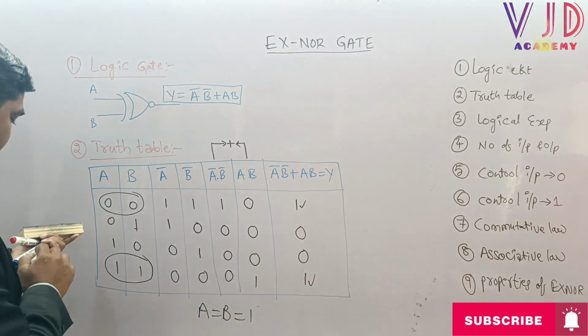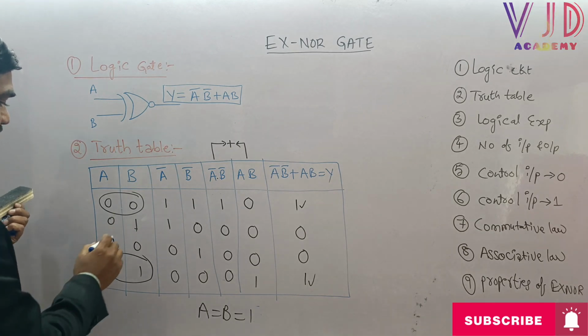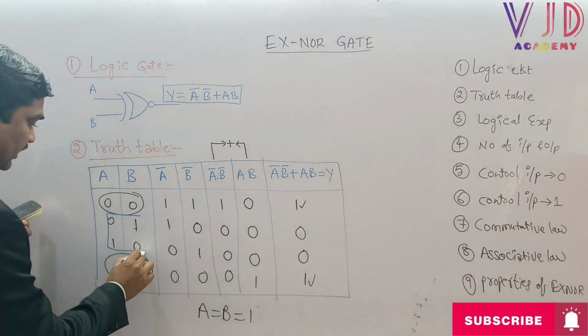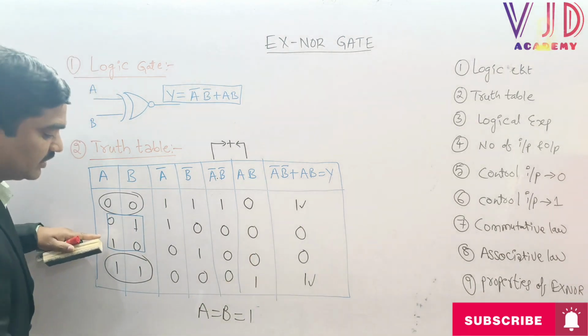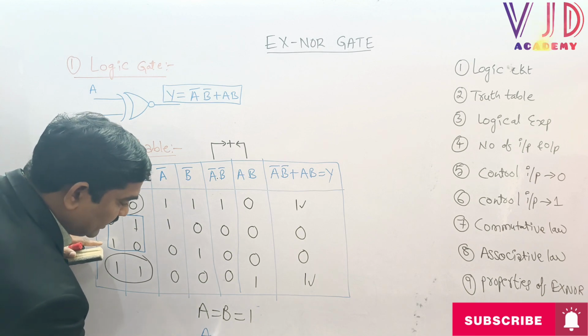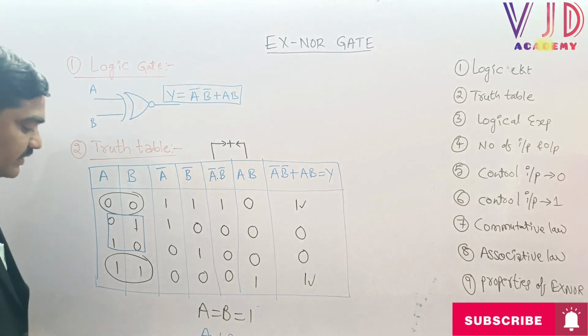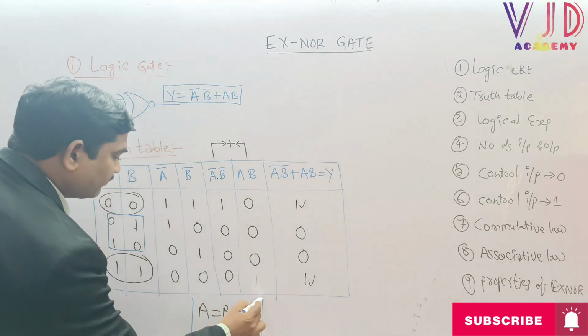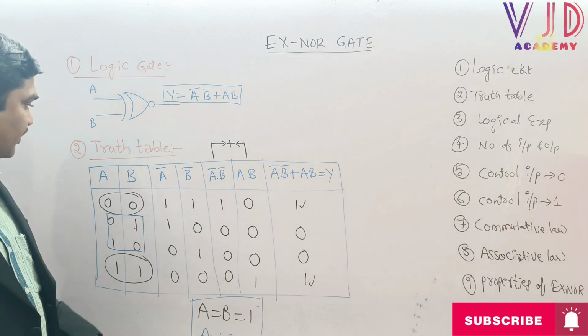Sir, the next thing we can understand is that whenever the inputs are not equal, A not equal to B, we can say output is 0. This is the thing that we need to understand, or remember, sir, to solve many things. Sir, this is the truth table.